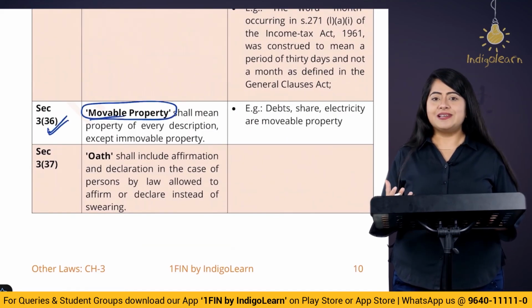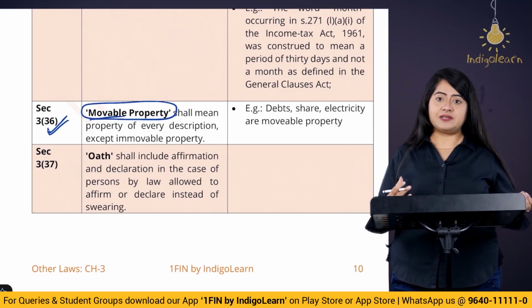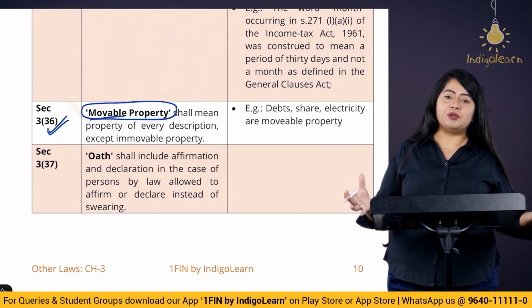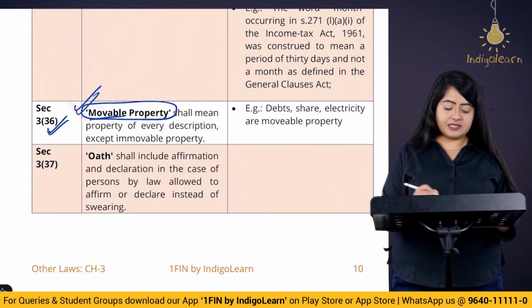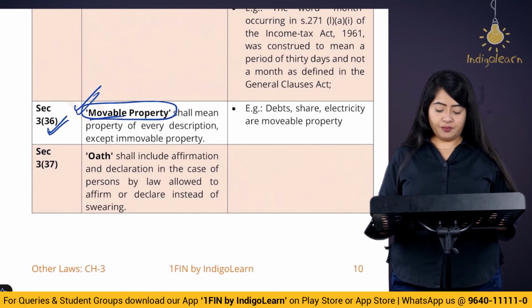Next clause we are reading is clause number 36, which talks about movable property. What is movable property? So we have already defined what is immovable property. All the property which is not an immovable property, that is a movable property. Very simple, right? So that is the definition which is stated in our General Clause Act for movable property.